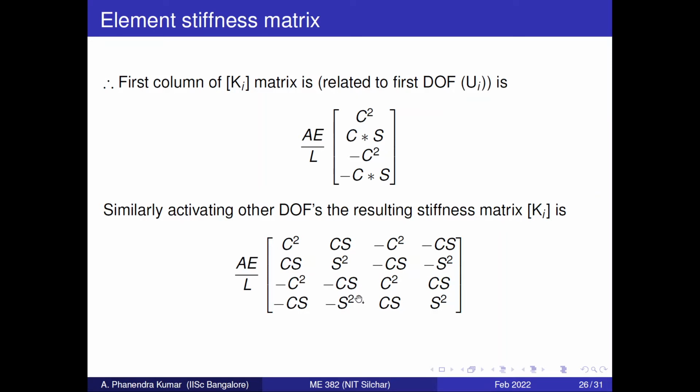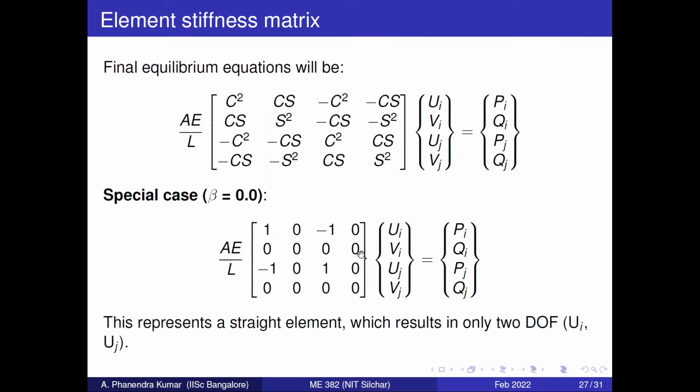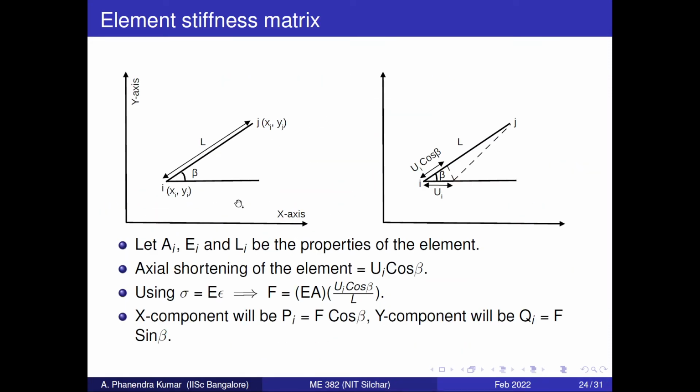I hope you might have taken down the stiffness matrix. So the final equilibrium equations will be: this part is k, this is d, and this is r. These are the forces, degrees of freedom and the stiffness matrix. Now, the special case I mentioned is when we consider beta as 0. What happens when beta is 0?